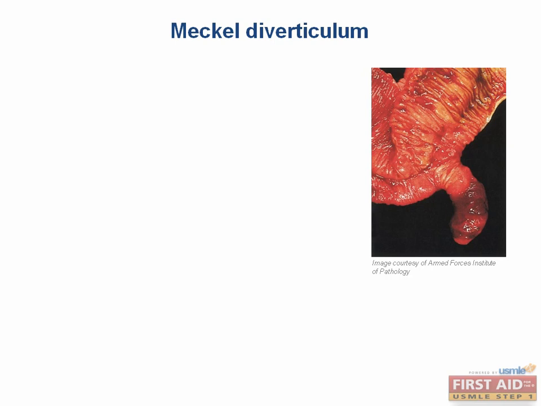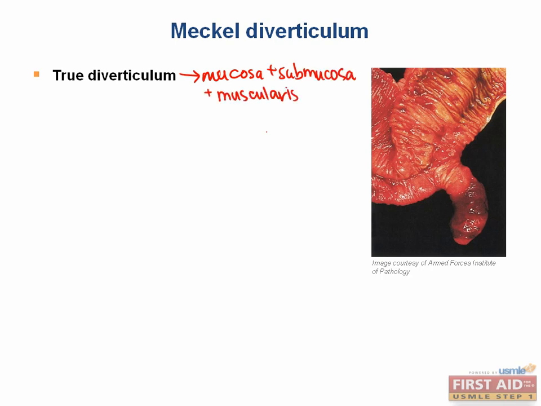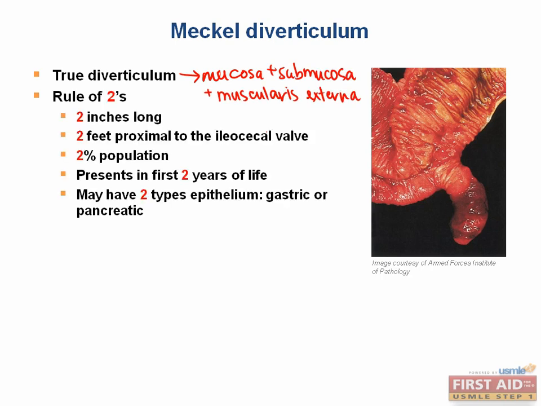Whereas Zenker is a false diverticulum, Meckel's is actually a true diverticulum, meaning it involves all three layers. It involves the mucosa, submucosa, and muscularis externa. Meckel has the classic rule of twos. The pouch is 2 inches long, occurs 2 feet proximal to the ileocecal valve, is found in 2% of the population, presents in the first 2 years of life, and it may have one of 2 types of epithelia, either gastric or pancreatic. It is related to persistence of the vitelline duct or yolk sac.